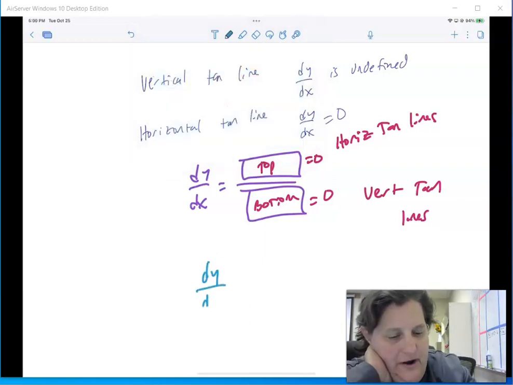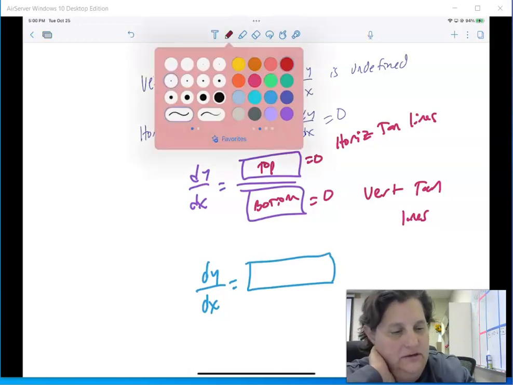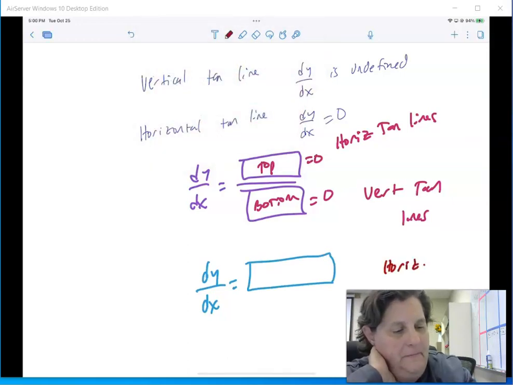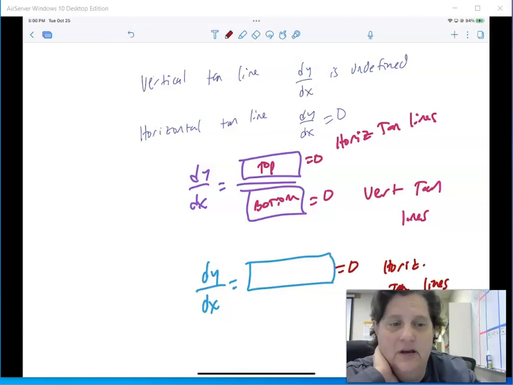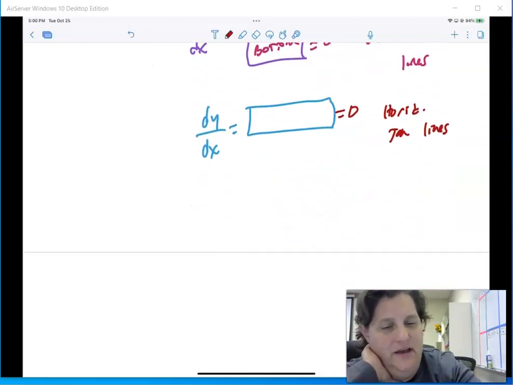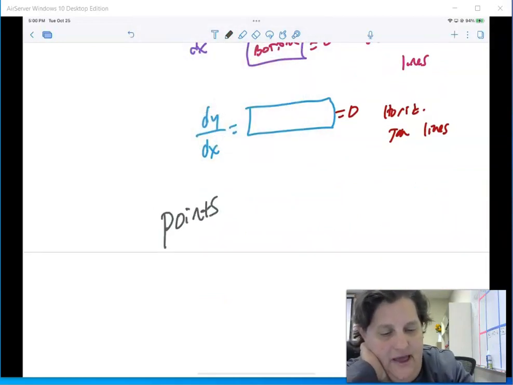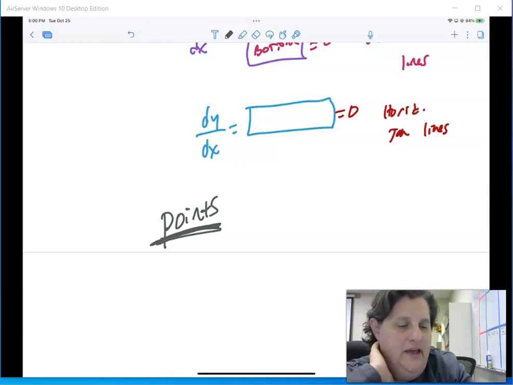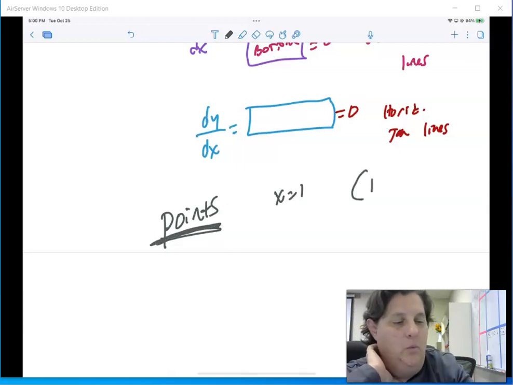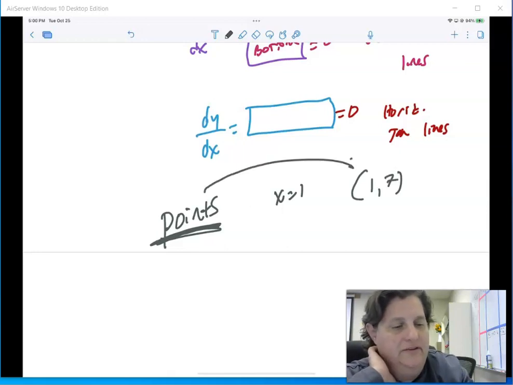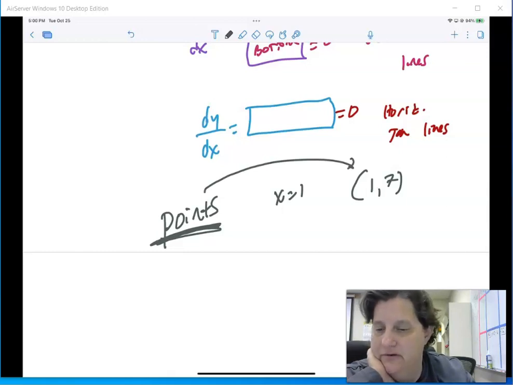If it's just a regular equation and not a fraction, and it says where does it have horizontal tangent lines, it just means derivative equals 0. So just set it equal to 0 and solve it. Anytime on this test when it says points and it bolds it and underlines it, it means if you got an answer of x equals 1, it doesn't want that. It wants a point like (1, 7) or whatever. So if it says points, that's what it's looking for.